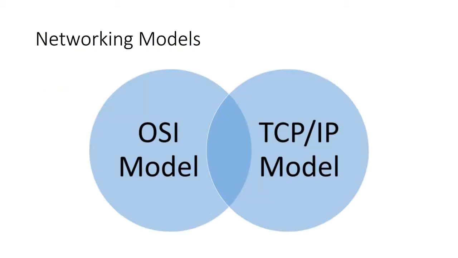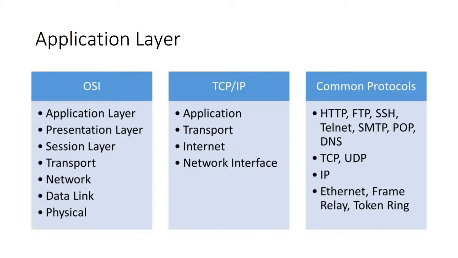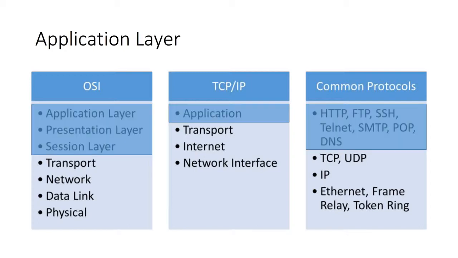Now that we've discussed the OSI model and the TCP/IP model, let's discuss how those two models relate to each other. Let's line up the two models next to each other. And we're also going to include some common protocols that are considered to be networking protocols. Let's look at the first layer of the TCP/IP model and see how it relates to the OSI model.